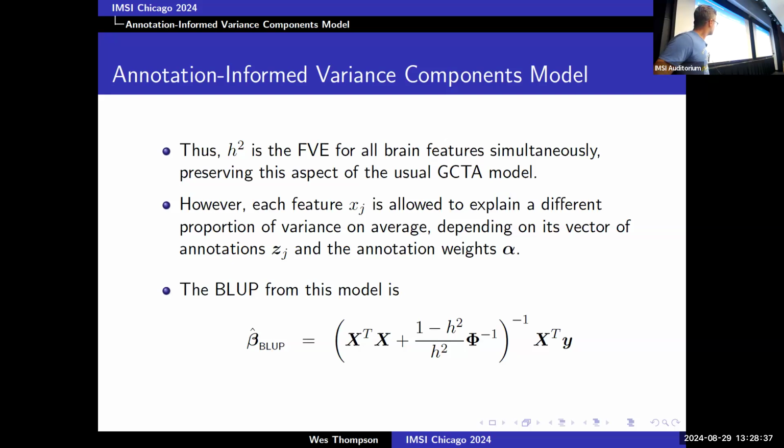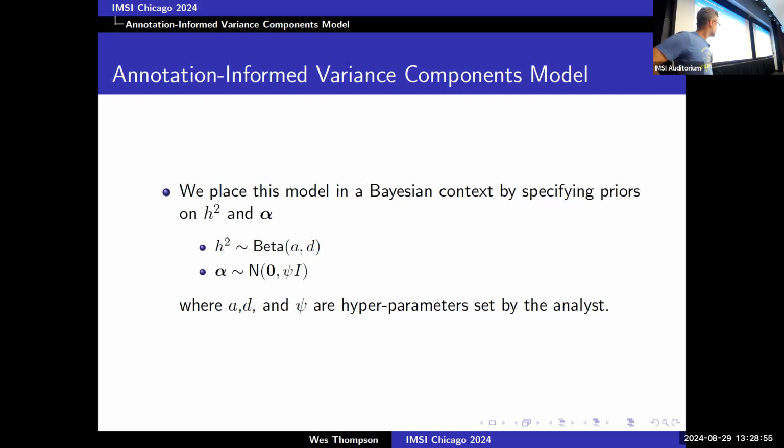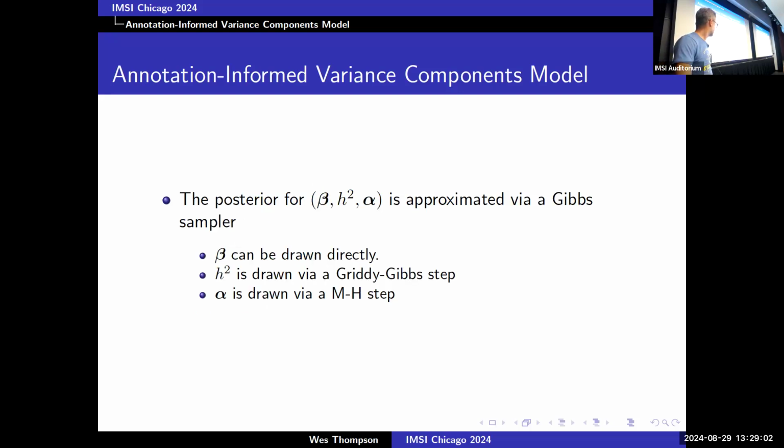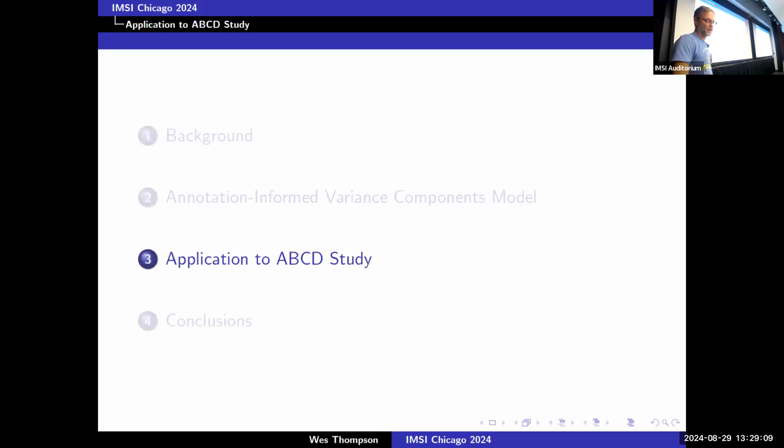So again, H squared is still the interpretation of the total variance explained by all the imaging features, but each feature is allowed to explain a different proportion of variance on average based on its vector of annotations Z and these annotation weights alpha, which we have to learn from the data. And you can get a BLUP as before. We place this into a Bayesian context by specifying priors on H squared and alpha, and put this into an MCMC algorithm, which is extremely slow, so this is really not very practical at this point, and we're trying to make it faster, but that's where it is.